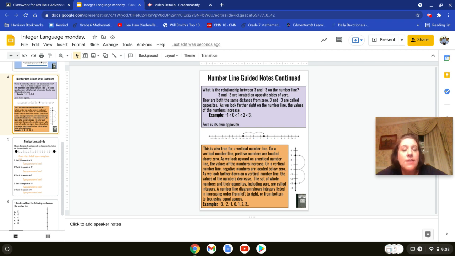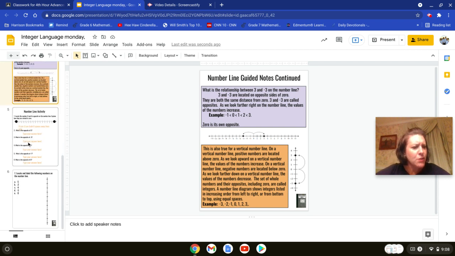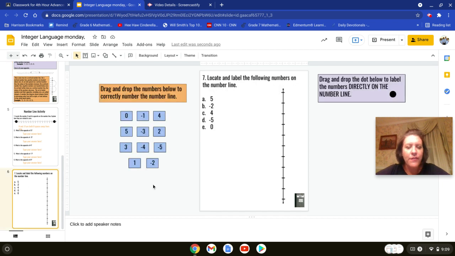They are opposites. What is the opposite of 3? -3. What's the opposite of -5? +5. They are opposites because they're the same distance away from 0, but in different directions. So those are some basic questions to do. And then it says locate and label the following numbers on a number line. Well, first we have to label our number line.